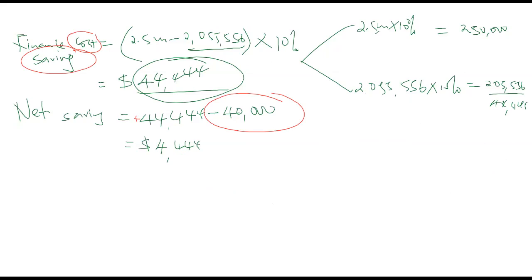Okay, now having done that, we can advise the company. Should the company accept the policy or not? Yes, because the company should accept the proposed policy since it yields an annual net saving of $4,444. Clear? Okay, that's good if it is clear to all of you.